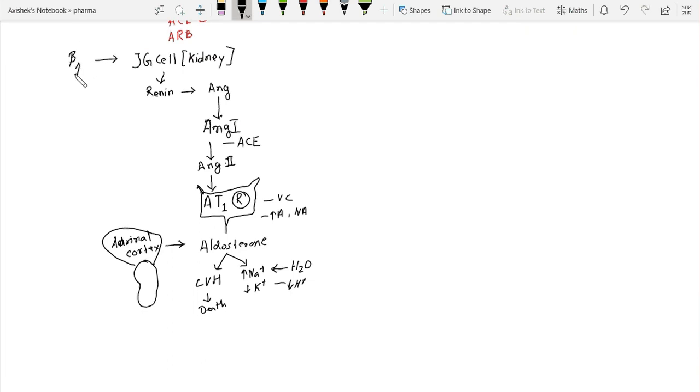Beta 1 is giving to JG cells. Now what can we do? We can block beta 1. Second, we can block angiotensin-converting enzyme in lungs. Third, we can block angiotensin receptors. Fourth, we can block aldosterone. So block beta, block ACE, block angiotensin receptor, block aldosterone.